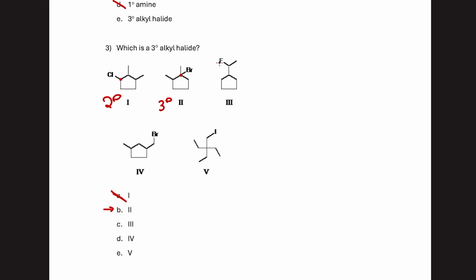Structure 3, this is the halide. This is the carbon that bears that halide, and it's connected to 2 other carbons, so it's definitely secondary. So we can eliminate structure 3. Now structure 4, this is that halide bromine. This is the carbon that bears it. It is connected to 1 other carbon, and so it's definitely primary, so we can eliminate structure 4. And this is structure 5. This is the halide iodine. The carbon that bears it is connected to only 1 other carbon, and so it's definitely not structure 5. And so the answer choice is structure 2.